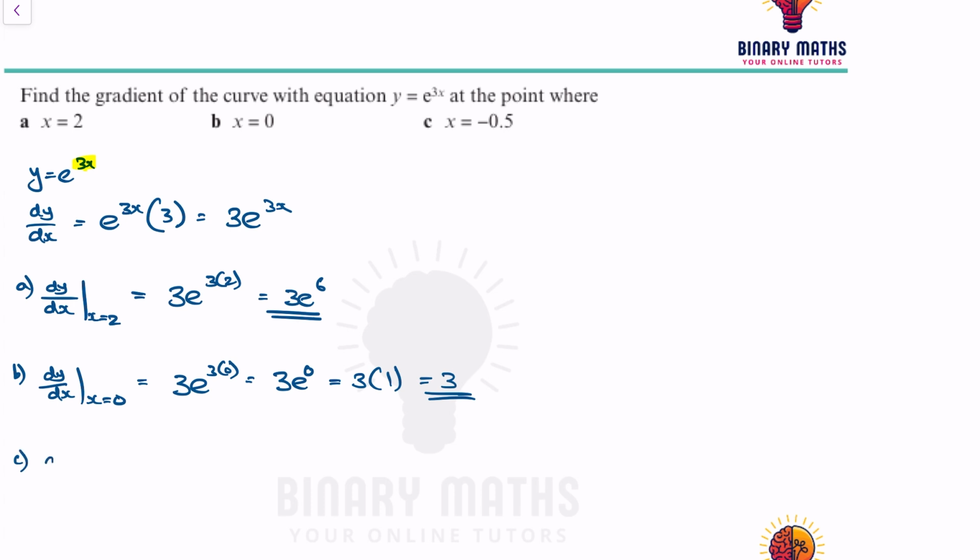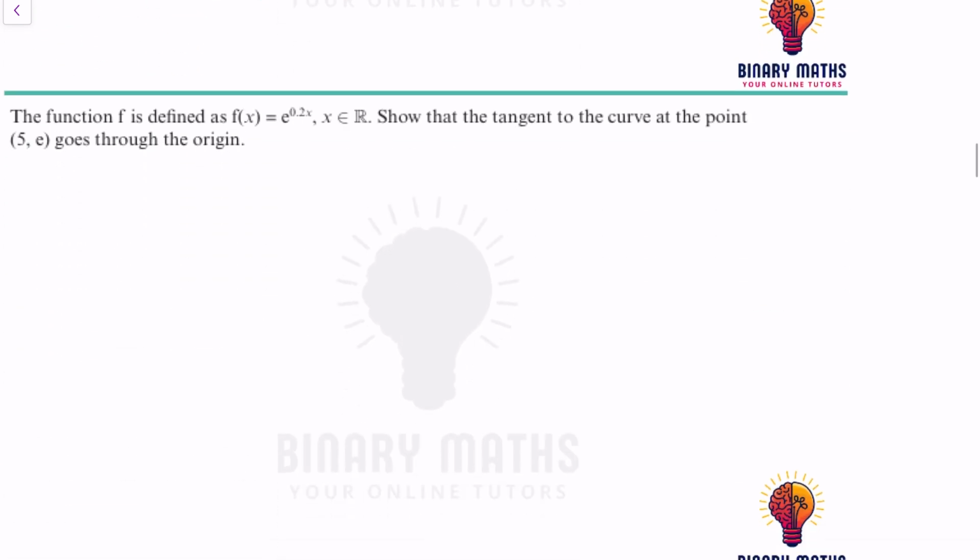Part C: you want to find the gradient at the point x equals negative 0.5, which means you need to substitute negative 0.5 into dy/dx, which means you get 3e to the 3 times negative 0.5, which is equal to 3e to the minus 1.5 as an exact answer.